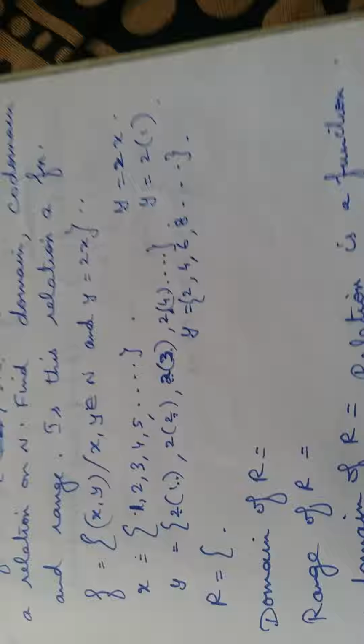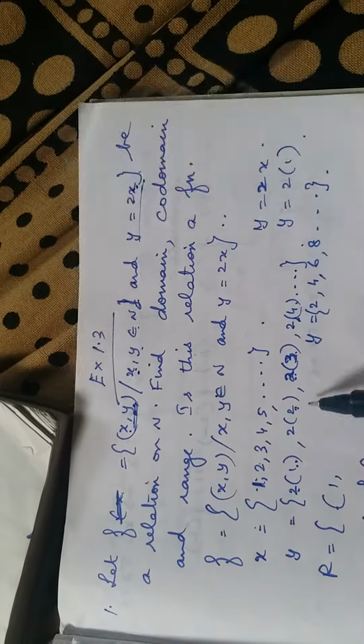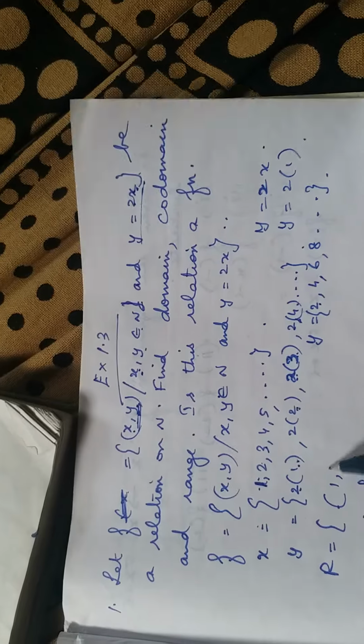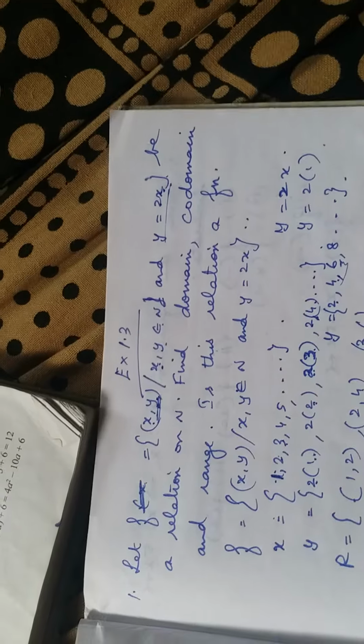Therefore R is equal to what? You write in terms of ordered pairs. (1, 2): for 1, your second value is 2. Then (2, 4), then (3, 6), that's your y value, (4, 8), like that it goes on.